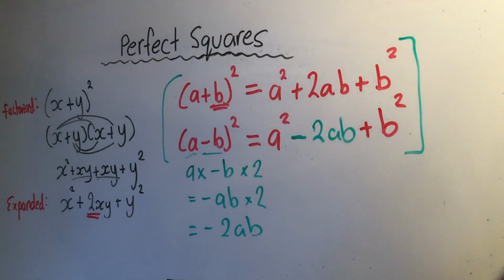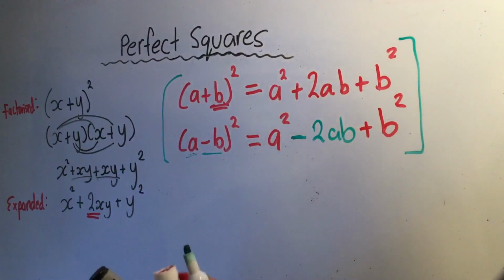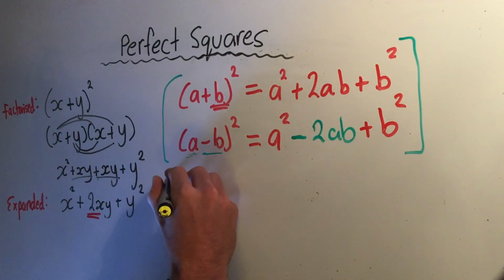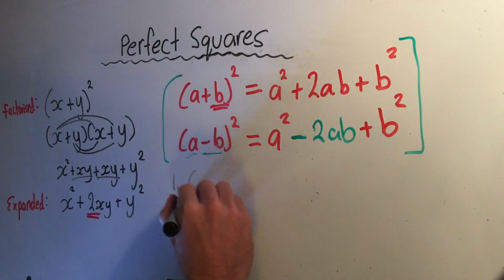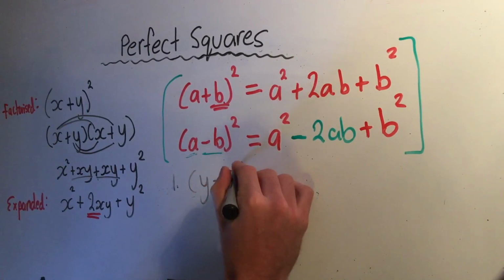Okay, so let's have a look at a couple of examples of these. Just get rid of these. And hopefully this makes it clear. The first one, we'll say y minus 2 squared.